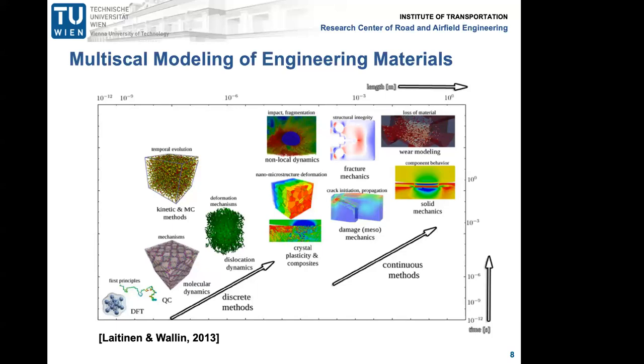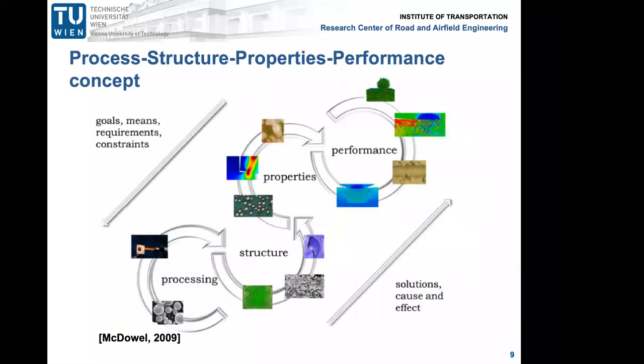The modeling methods can be roughly divided into two categories, discrete and continuous methods, on the basis of how they describe materials. For many engineering materials, such as asphaltic materials or hot mix asphalt materials, the so-called process-structure-properties-performance concept, the PSPP method, is applied. Actually, that's what we also considered. The PSPP concept is a template for seeking a solution to material design and optimization tasks.